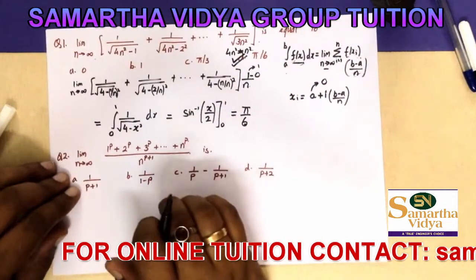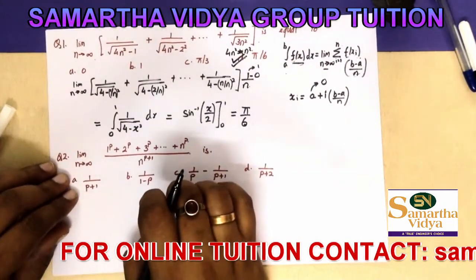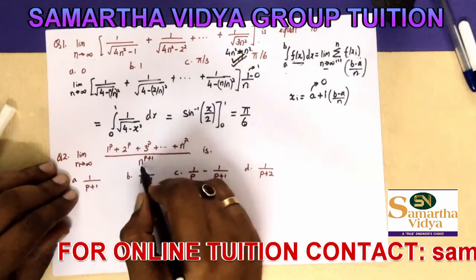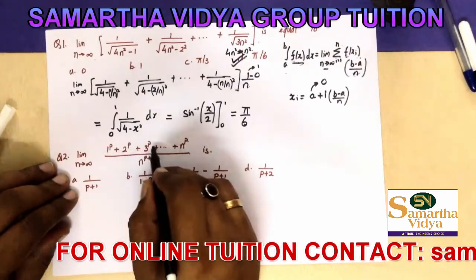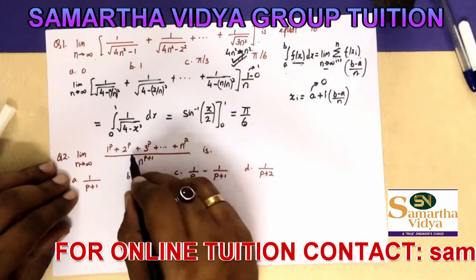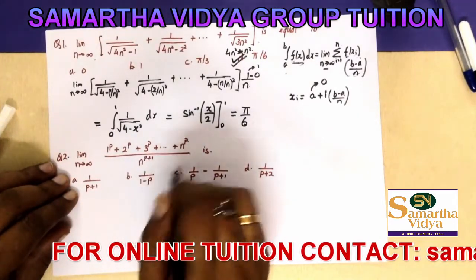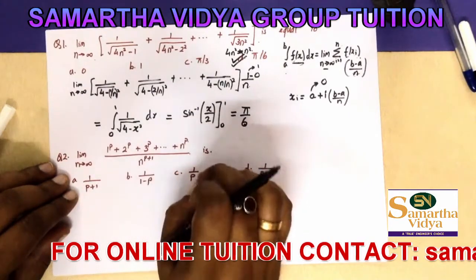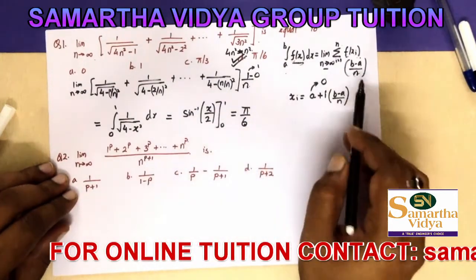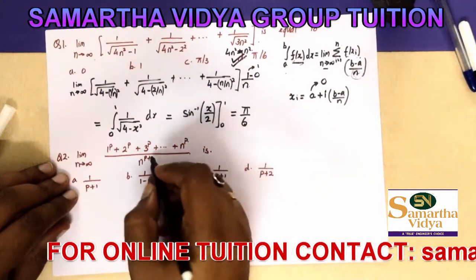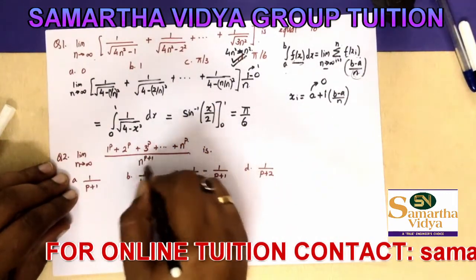Moving ahead with the same concept, the second one. In the second one also we have 1 raised to p plus 2 raised to p plus 3 raised to p and so on, and this whole thing is divided by n raised to p plus 1. Whenever such a question comes, the first thing you need to do is bring out this 1 by n term. We can bring that 1 by n term out from here itself.